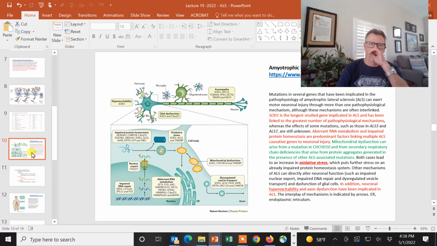So we're looking here again at all the different places that we reviewed in class that are associated with ALS. We have hyperexcitability, protein homeostasis dysfunction, oxidative stress, bad autophagy, accumulation of proteins, on and on. That's what this is all about. So I kind of highlighted what you should read right there.